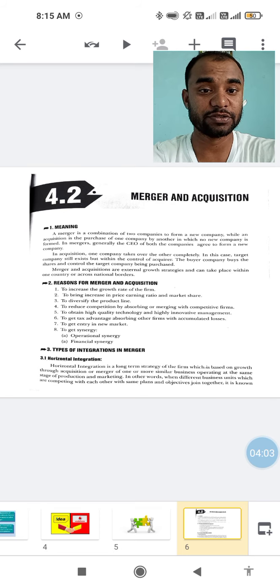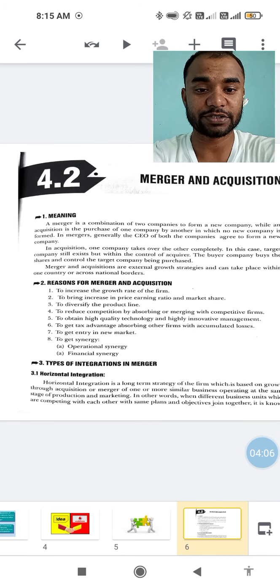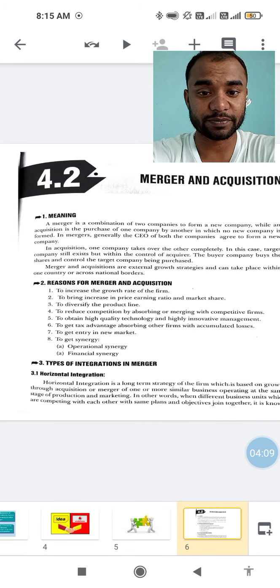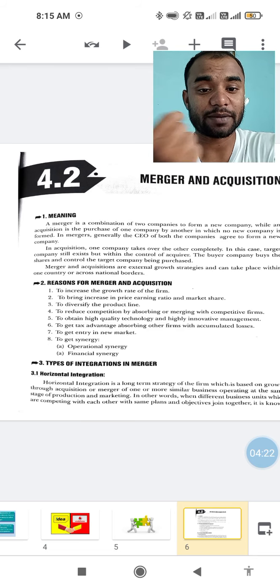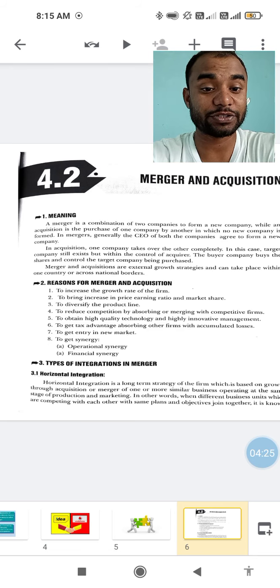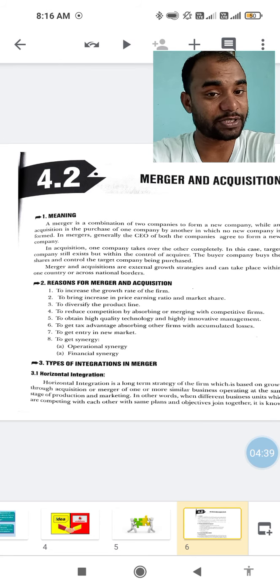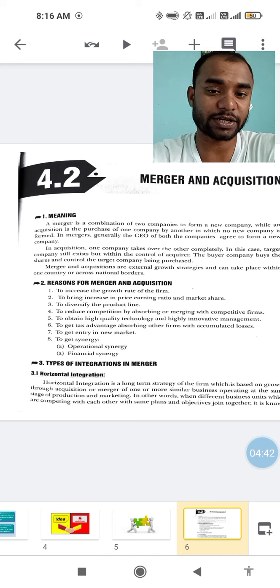We have some of the reasons for merger and acquisition. The reasons could be to increase the growth of the firm, to diversify the product line, to bring increase in price earning ratio and market share. You can easily understand what these points mean. To reduce competition by absorbing or merging with competitive firms, to obtain high quality technology and highly innovative management. Next, to get tax advantage by absorbing other firms with accumulated losses, to get entry in a new market, and then to get synergy, operational synergy and financial synergy. So what are these synergies, we will know.